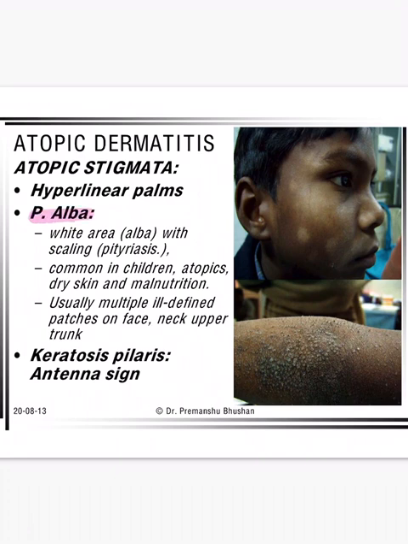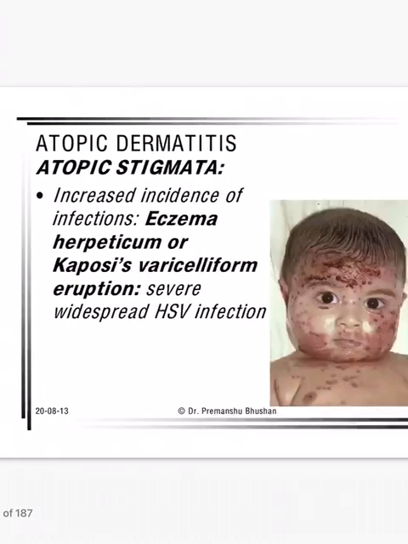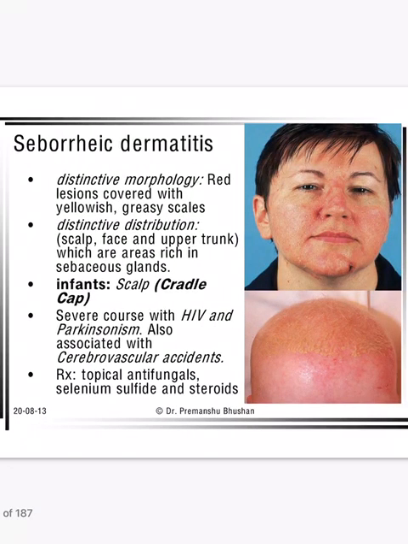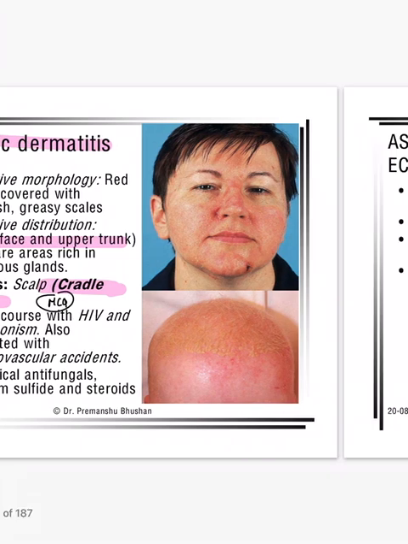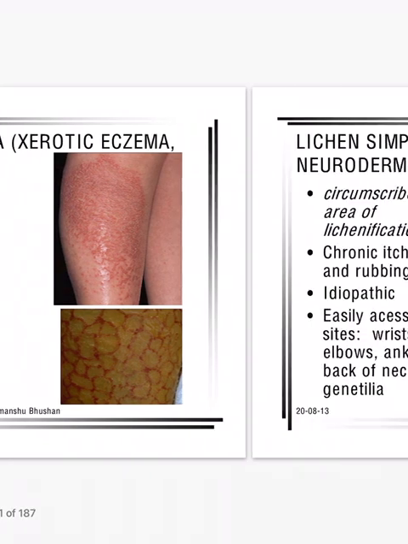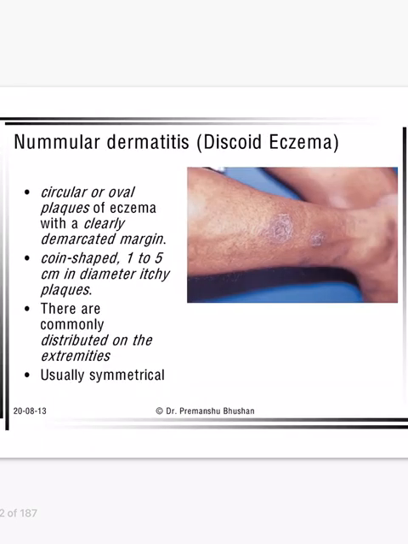Okay, now if we talk about the other DDs, that is pityriasis alba. So you can see there is a presence of hypopigmented lesion, guys. Okay, and also history of atopy is present here, guys. Okay, now coming on to the other important thing, guys, that is seborrheic dermatitis. So seborrheic dermatitis shows a distribution on the scalp and face area, guys, the seborrheic area, and it shows in infants cradle cap sign. This is important from MCQ aspect, guys. Okay, now talking about asteatotic eczema, that shows crazy paving appearance, guys. This is not very important.